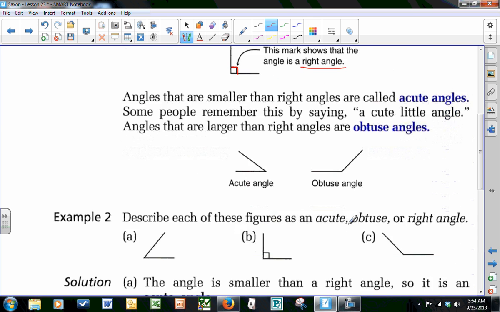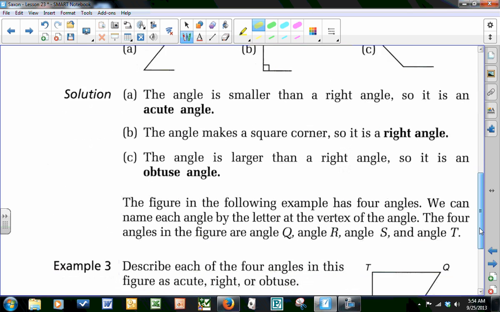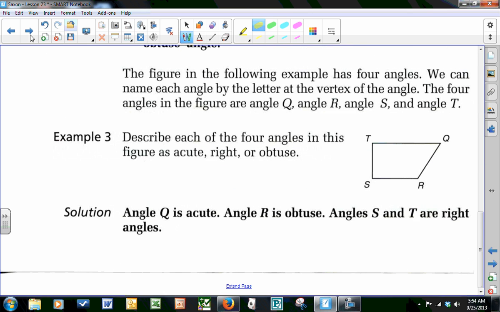Now, not all angles are right angles. Some angles are very small. They're called acute angles. I remember that because a baby is real small and it's a cute baby. So an acute angle is very small. It doesn't have a perfect square corner as its vertex. Some angles are very large, and they're called obtuse angles. They're larger than right angles. So acute, obtuse, and right angles, those are three terms you'll need to know as well.